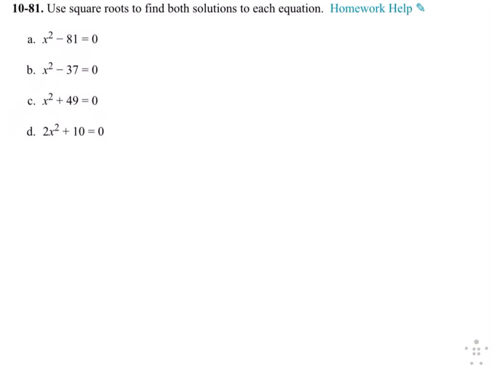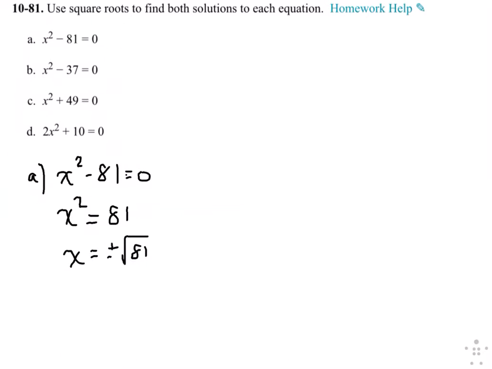Okay, 81. They want us to use square roots to find the solution. Okay, so A, x squared minus 81 equals 0. We're going to add 81 to each side, right? And we get x squared equals 81. So x equals plus or minus root 81. So x equals plus or minus 9.